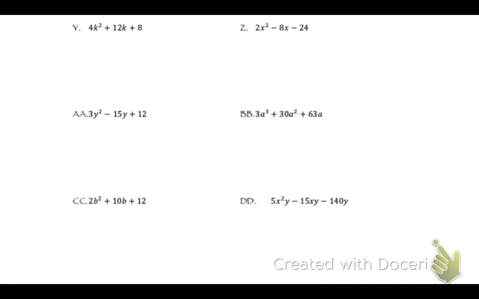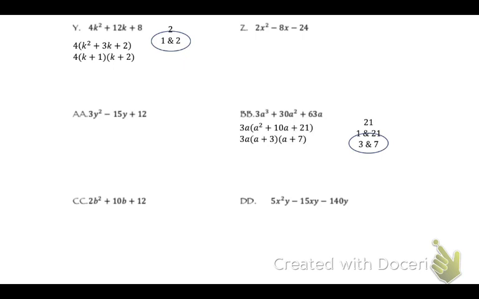Okay, let's look at these ones. Remember, we always check GCF first. So I'm going to take out the 4, and I'm left with k squared plus 3k plus 2. We have to see what multiplies to be 2 and adds to be 3. It's only 1 and 2. So that becomes 4, k plus 1, k plus 2. We do BB. I'm going to take out the 3a, so I'm left with a squared plus 10a plus 21. See what multiplies to be 21 and adds to be 10. That's 3 and 7. Leave the GCF there, so that's 3a, a plus 3, a plus 7.